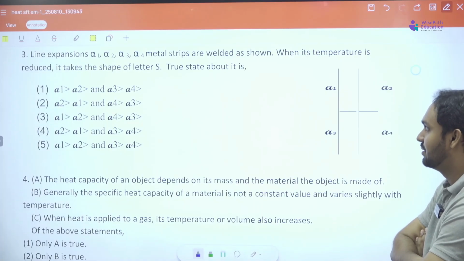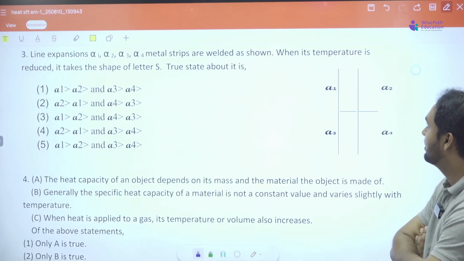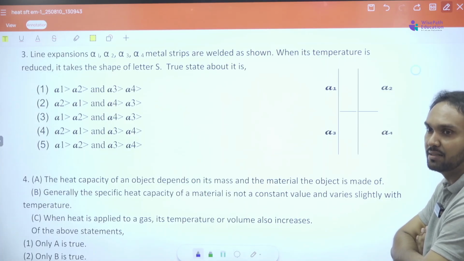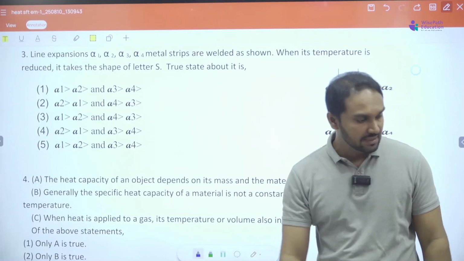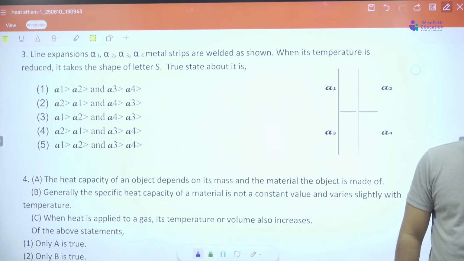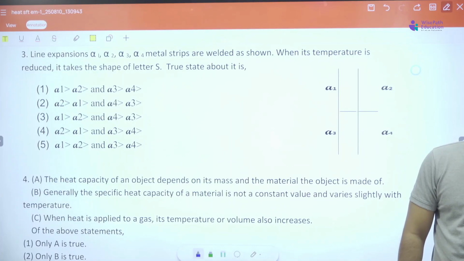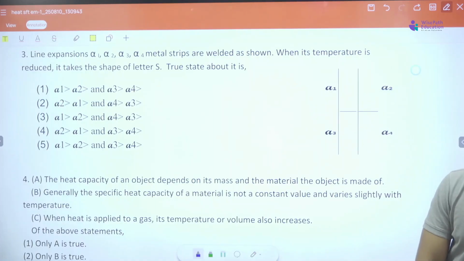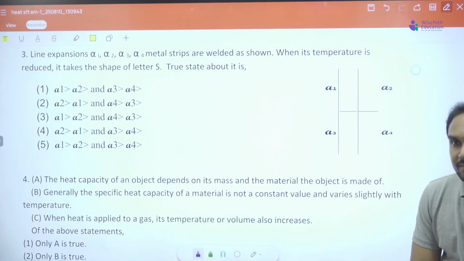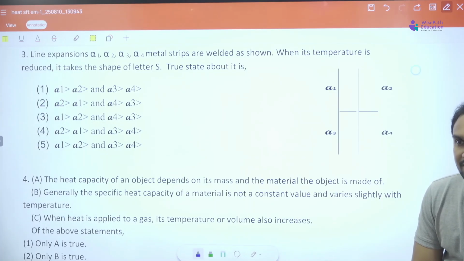So you have to decide which should have the greater expansivity to make it an S when it's heated. Think. Come up with a reason. Why?